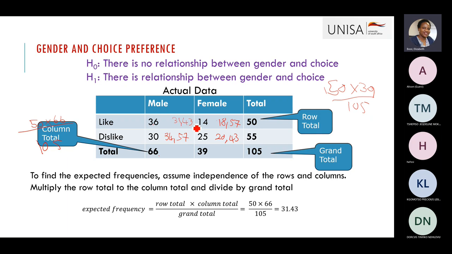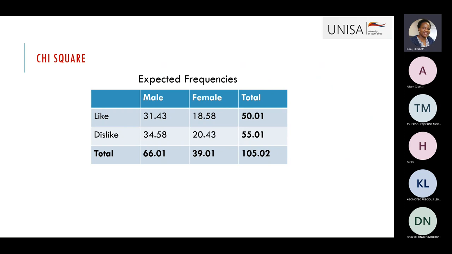If you add the expected values, they should give you the same totals. So 31.43 and 18.57 should give you 50. And 31.43 and 34.57 should give you 66, the same way for the others. And that's how you calculate the expected value. And these are our expected values, as we have already calculated them.